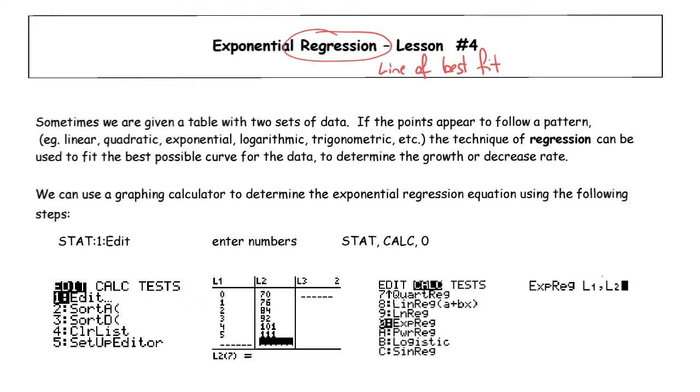So, like it says here, sometimes we're given a table of data with two sets of data. Okay, so basically we're talking about your X and your Y here. And if the points appear to follow a pattern, and that could be linear, quadratic, exponential, logarithmic, whatever, then we use a technique called regression. We're going to regress to the line of best fit, used to fit the possible curve of the data. And then we can make predictions based on that equation, right?